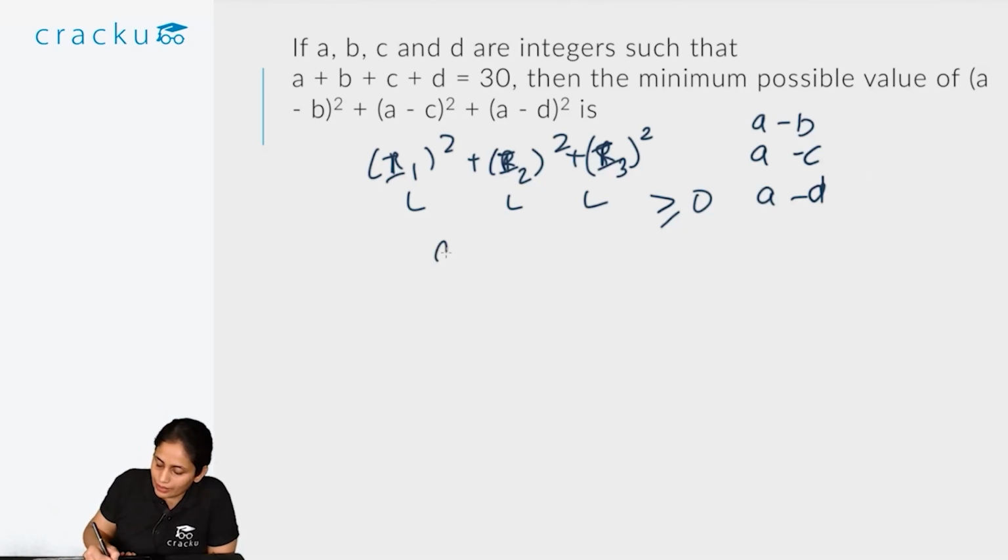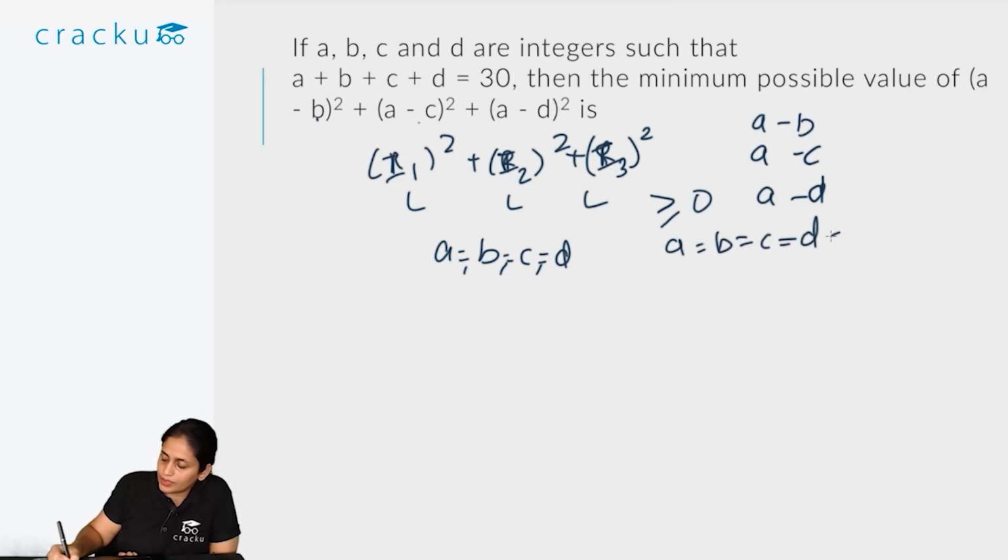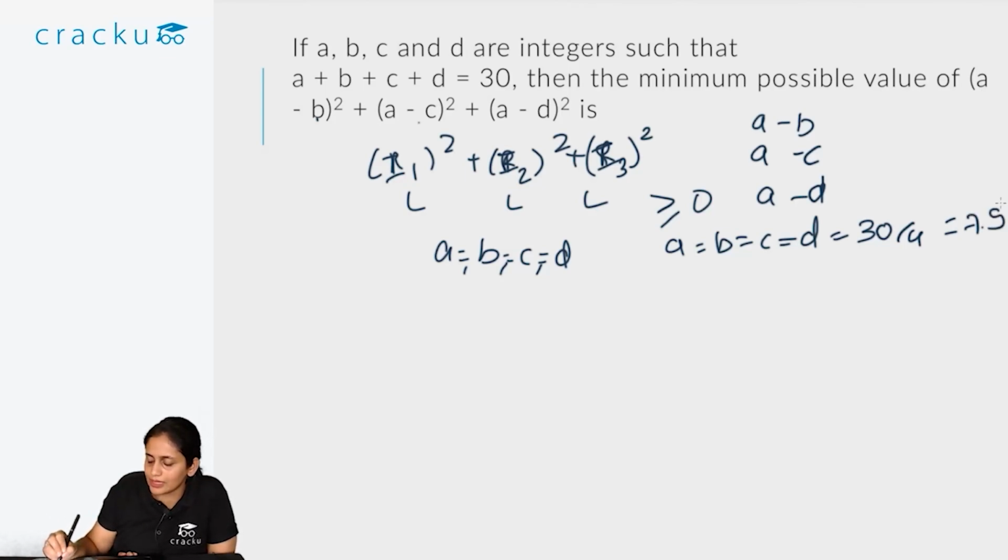So that means that a, b, c and d, whose sum is 30, should be very close to or almost equal to each other. So what would be the case if these are all equal to each other? If these are all equal to each other, then this value is 0, this value is 0 and this value is 0. Therefore, the minimum possible value of that expression in that case would be 0. So if these are equal to each other, that means a equal to b equal to c equal to d is 30 by 4, that is 7.5. But we know that these are integers, so this value cannot be 7.5.